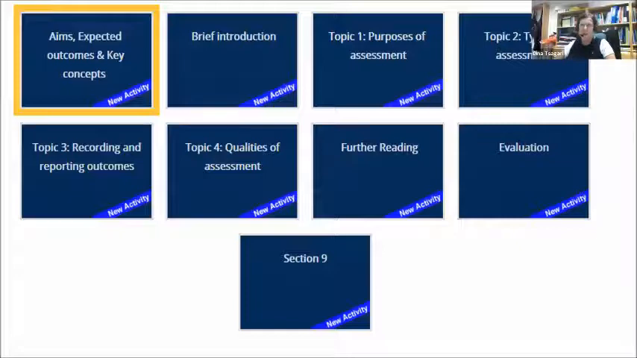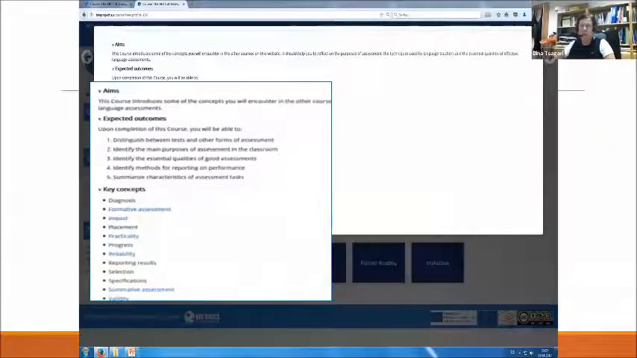Then there's a brief introduction about the content of the course and various topics that would give you access to various activities and different modality types of input. At the end there's further reading, evaluation, and a final section where you can evaluate the course. I just clicked on the first one titled Aims, Expected Outcomes and Key Concepts.